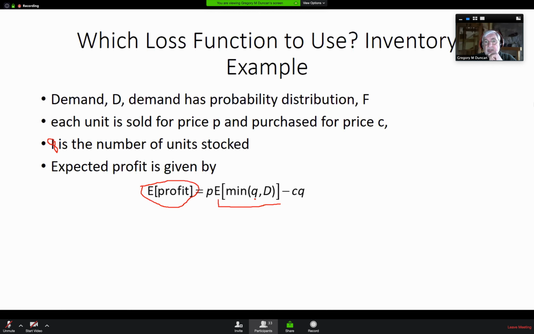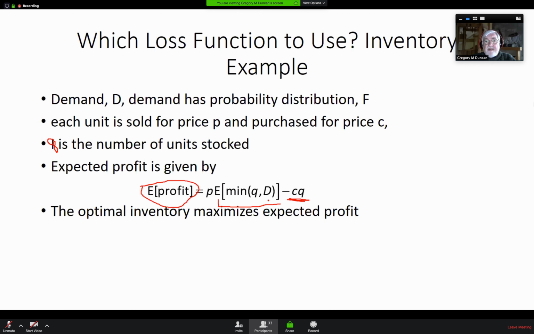if I don't stock enough units, that's all I can sell, okay? If my demand is less than the number I stock, that's all I can sell. I'm going to have to pay for what I stock, whether I sell it or not, but I'm only going to get the revenue from what I sell. And that will be the minimum of what I stocked and the demand. So if I stock 100 units and the demand's 0, I get nothing.